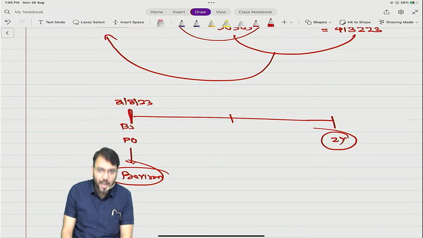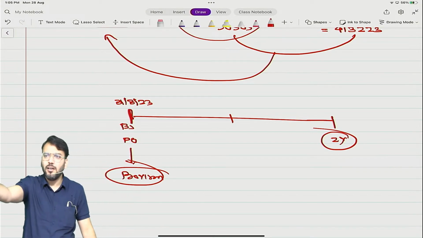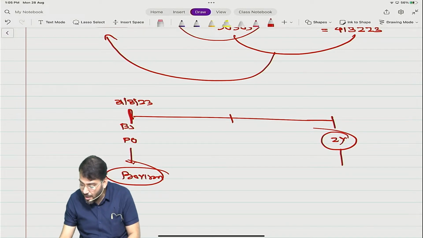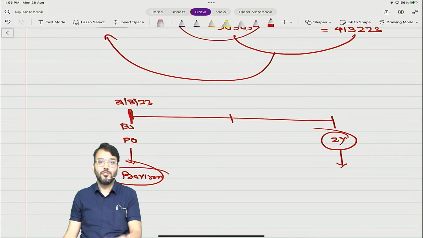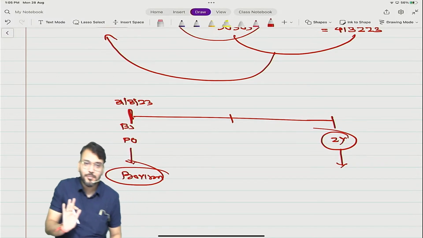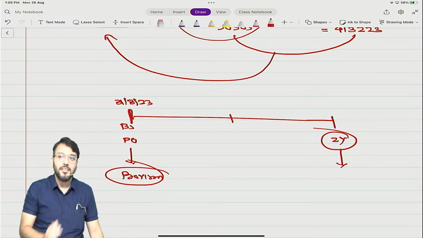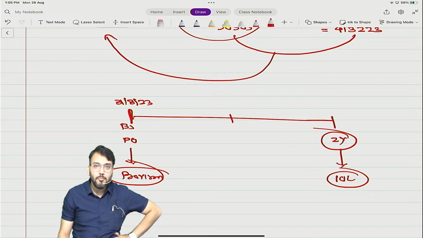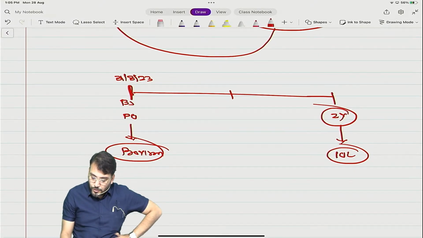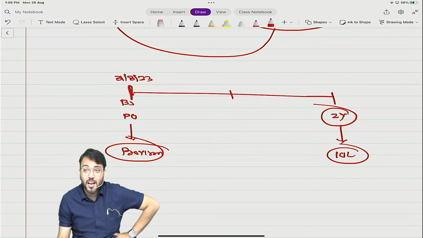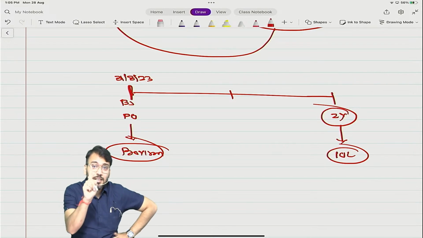Means the obligation is here, but the amount is payable in future, na. So it is a future expenditure, and the management is estimating that after 2 years they need to pay 10 lakh. Understood? My question to you all, listen to the question. Management is estimating that they need to pay how much? After how many years? 2 years.